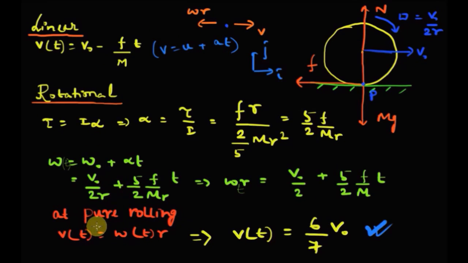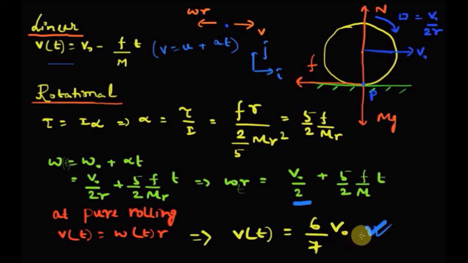Now, when pure rolling will start, the point of contact, which is P, will have zero velocity, and that will happen only when the forward velocity because of linear motion is equal to the backward velocity of point P because of rotational motion. So that will happen only when Vt is equal to omega t into r. If we equate this equation with this equation, we will ultimately get Vt, which is the linear velocity of this fireball at pure rolling, equal to 6 by 7 V naught.